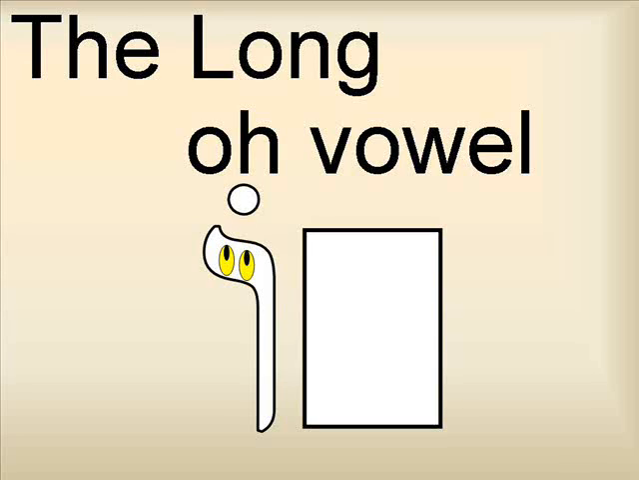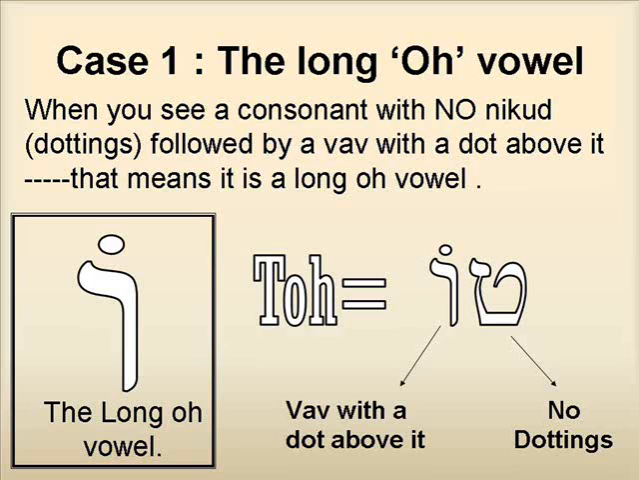Let's begin with the long O vowel. Case 1, the long O vowel. When you see a consonant with no nikud, dottings, followed by a vav with a dot above it, that means it is a long O vowel. For example, to. We have the tet that has no dottings, and the vav with a dot on top of it, that's a long O sound, and the transliteration is to.